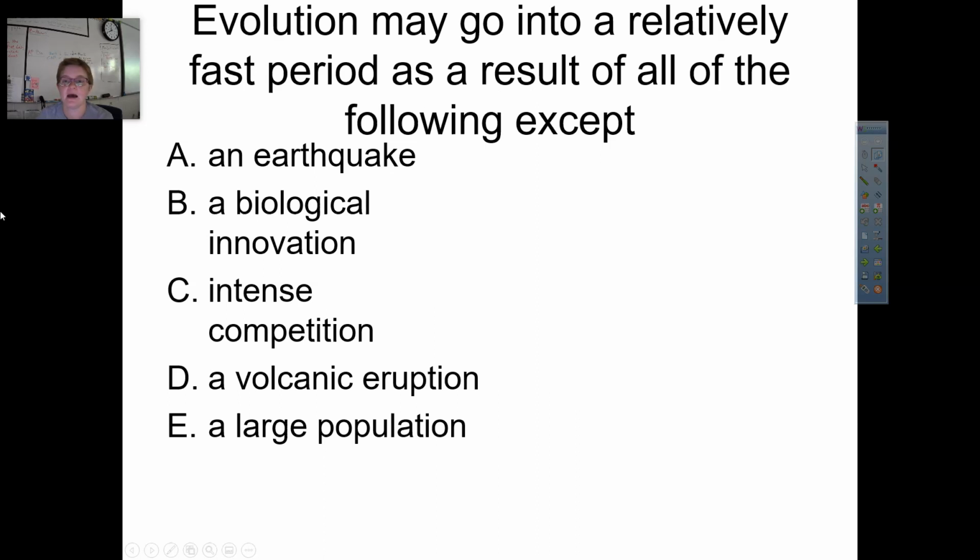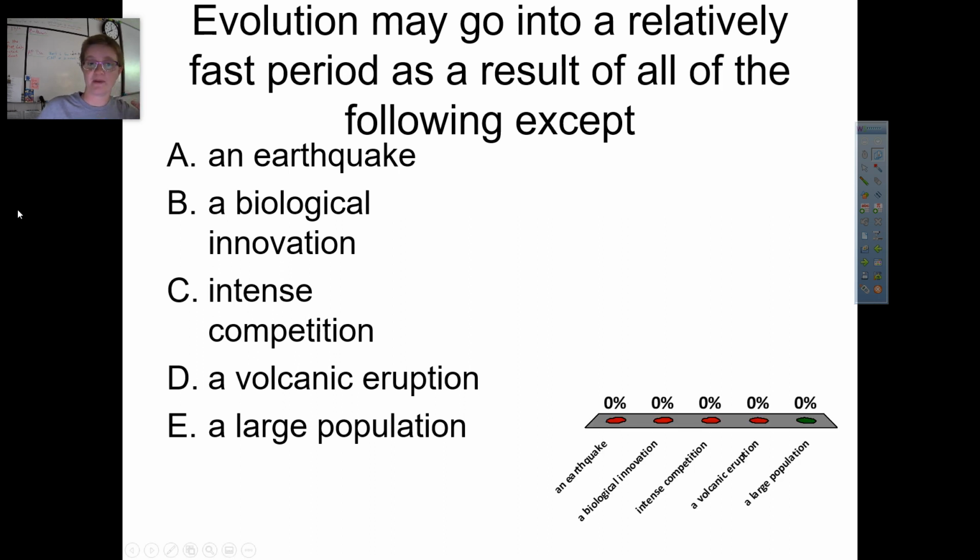Evolution might go into a relatively fast period as a result of all of the following except for an earthquake, a new innovation, intense competition, an eruption, or a large population. And it goes into a fast pace except for when there's a large population. Evolution's pretty slow when the population's pretty big.